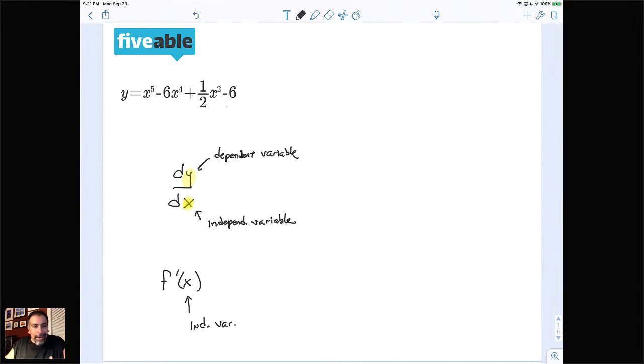And now f and y are kind of interchangeable. We use f of x and y to mean the same thing. So f is really playing the role of the dependent variable in this case. So you get the same information, but in a different form.